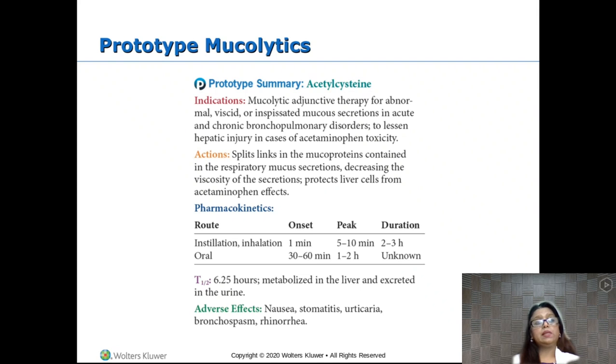The action is that it splits the links in the mucoprotein contained in the respiratory mucus secretion. So basically, it breaks up those thick secretions and liquefies them. Adverse effects include nausea, stomatitis, urticaria, bronchospasm, and rhinorrhea.